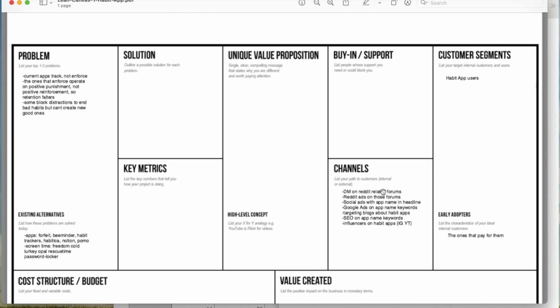And by the way, there's this book called Traction by Gabe Weinberg. He basically lists these 19 different marketing channels, and these are great ways to source where you can acquire customers from.